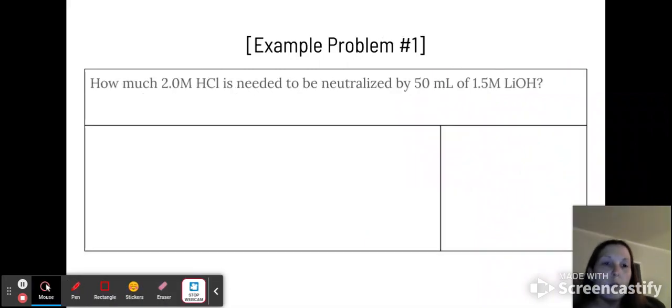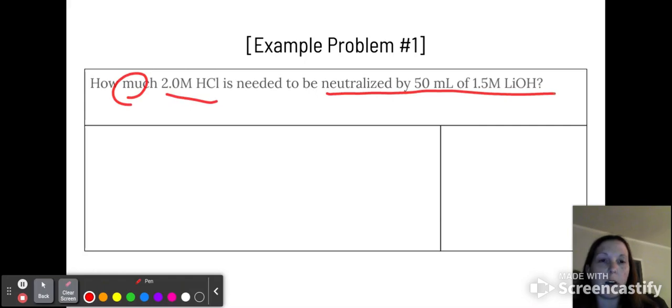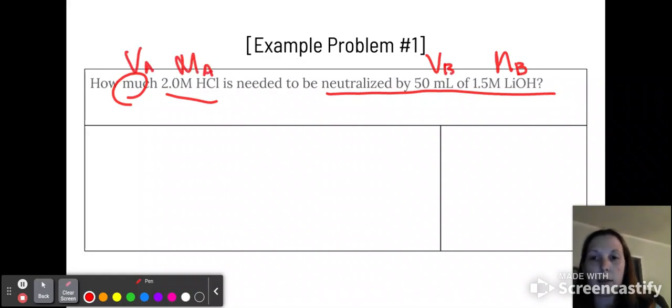So now let's go through a simple calculation. This one's going to be a 1-to-1, which is more likely what you will see. But I'm preparing you for college level chemistry classes. So how much 2 molar HCl is needed to be neutralized by 50 milliliters of 1.5 molar LiOH. So LiOH is the base. So this is our MB and our VB. We know the molarity of our acid, but we don't know the volume of our acid.